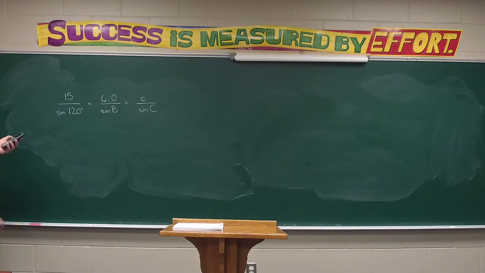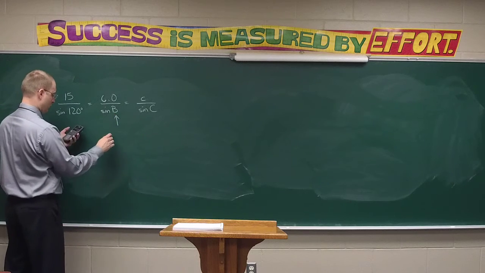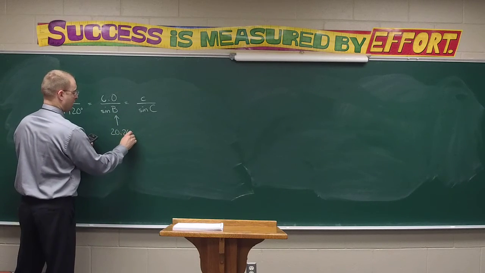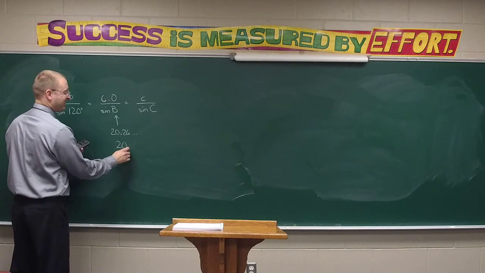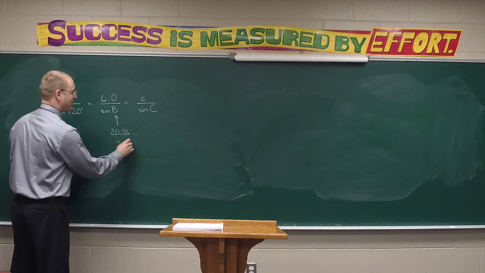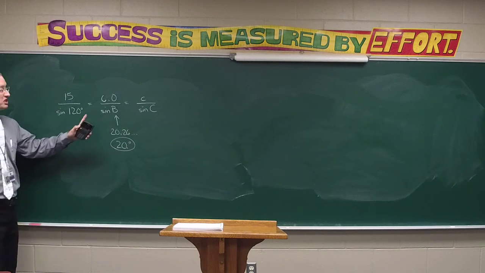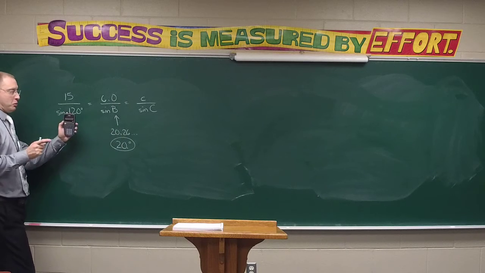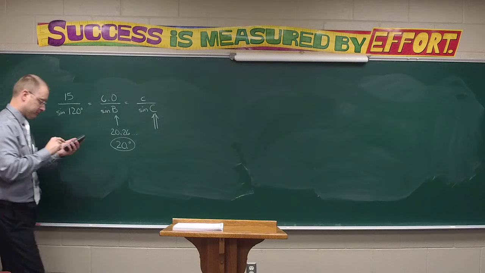Good. You take our sine. Perfect. 20.26. There's two sig figs, so 20. That's only one sig fig. 20 point degrees. So there's our answer for B. Did y'all have 20 point degrees for B? Now we got to use the exact value though, and of course the 120 to get angle C.